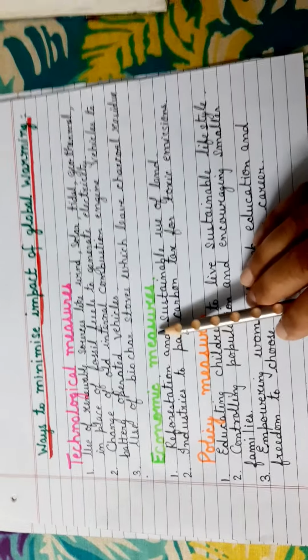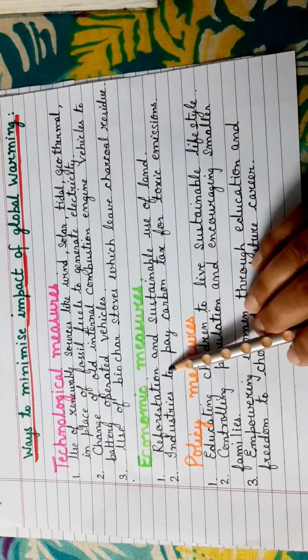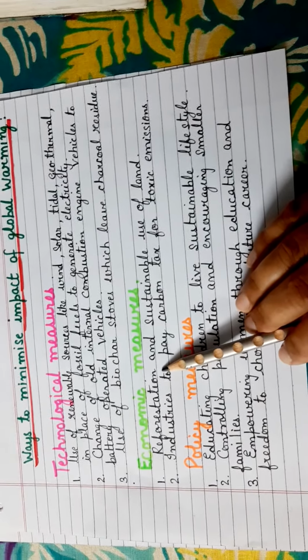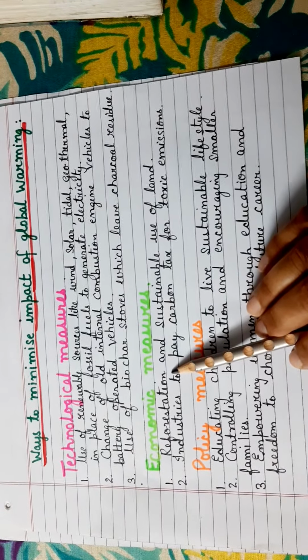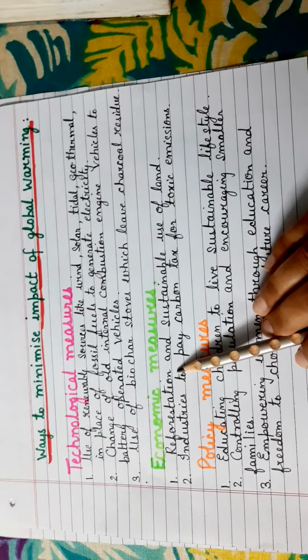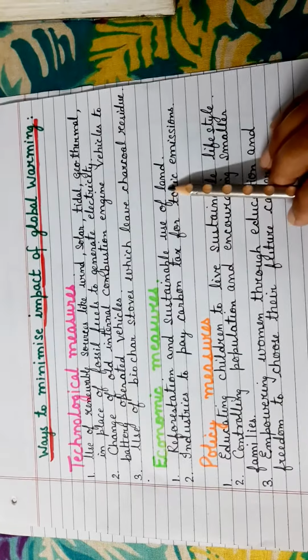Okay, now let us look at economic measures, children. The first one is, we have to plant a lot of trees. If we are cutting down one tree, we have to plant 3, 4, 5 trees, so as to have a sustainable use of land.